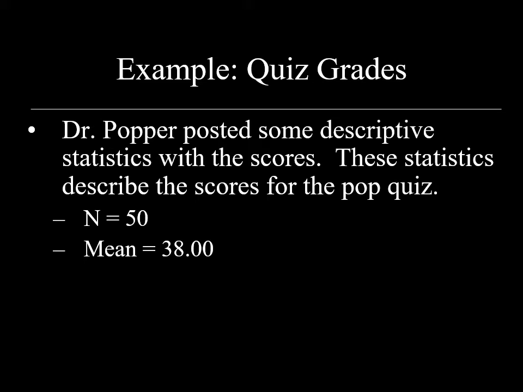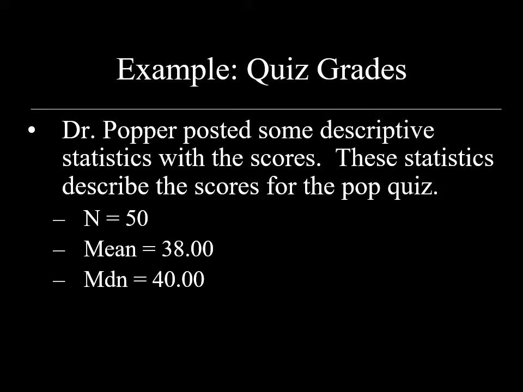So the mathematical center of the scores was 38. If you added all 50 scores together and divided by 50, the number that came out was 38, which means half the population, in this case 50, so approximately 25 people scored above a 38, or 38 or above, and 25 people scored a 38 or below.